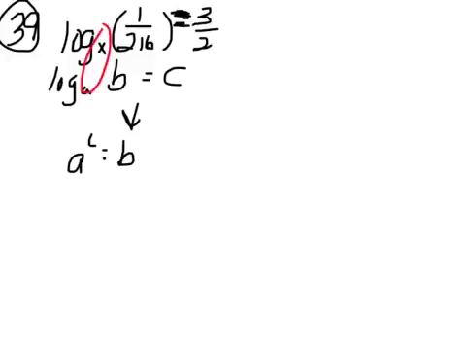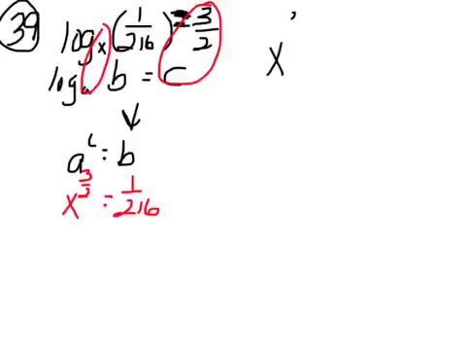My A is my x. My C is this 3/2 over here. And my B is 1 over 216. Okay? Well, that's weird. How am I supposed to know what to do? What did we just do in a recent problem? How am I going to get x by itself? Because x by itself would mean x to the first power. How did I get rid of that exponent? Y'all remember? I did something to both sides. Remember what it was?